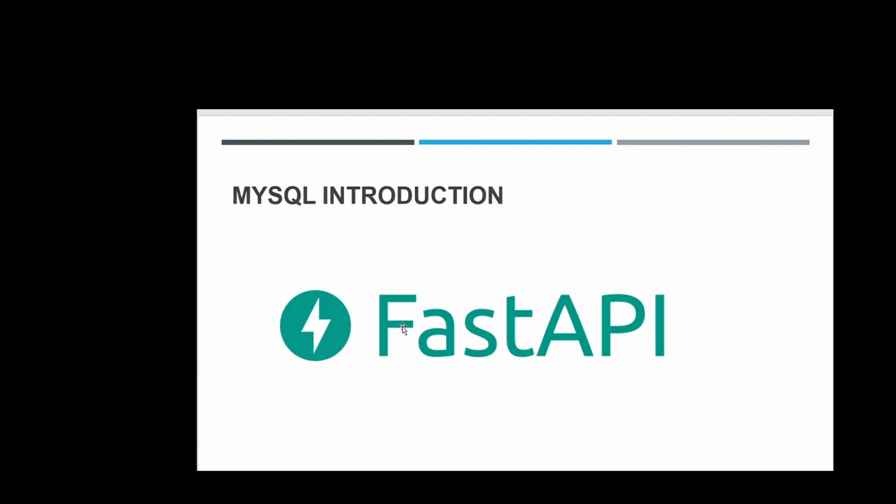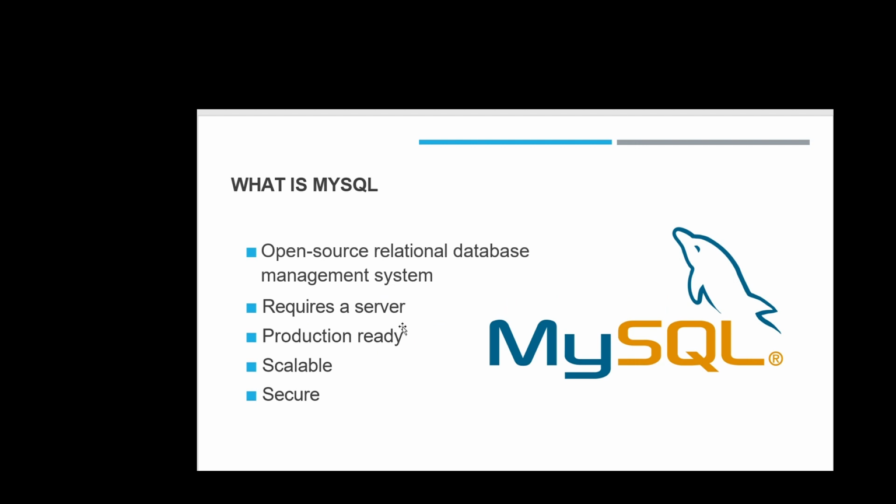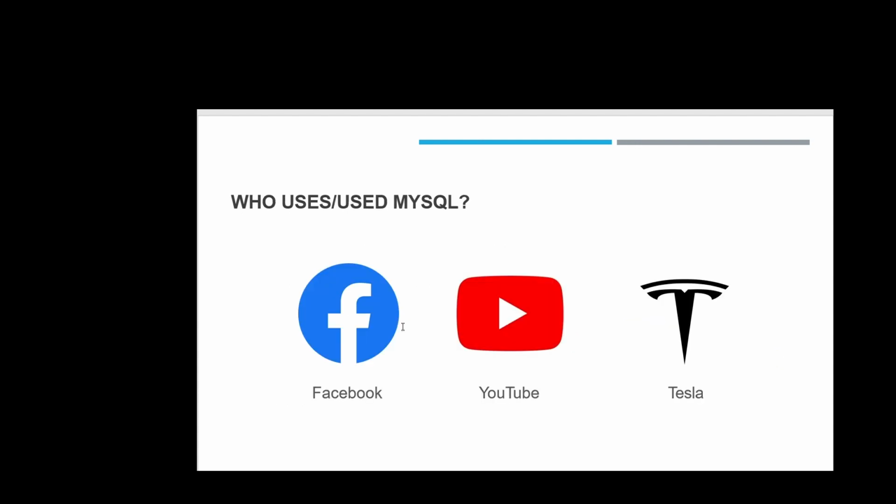And in the end I want to recall and talk to you about some famous things about MySQL and PostgreSQL, what their advantages are, and who uses MySQL or PostgreSQL. So let's recall what MySQL is. It's an open source relational database management system, a DBMS. It requires a server, it is production ready, it is scalable, and it's very secure. Many famous companies like Facebook, YouTube, or Tesla all use MySQL.